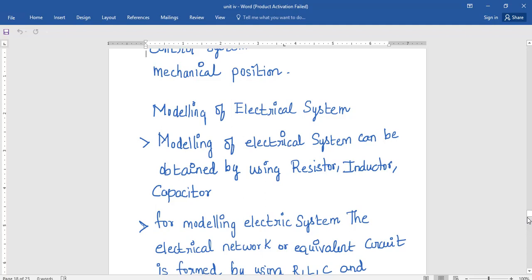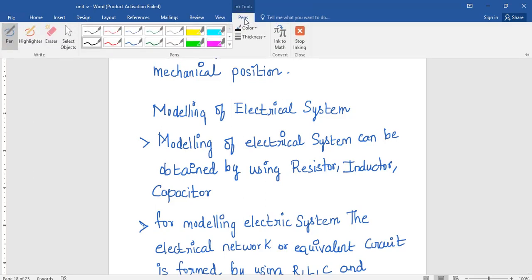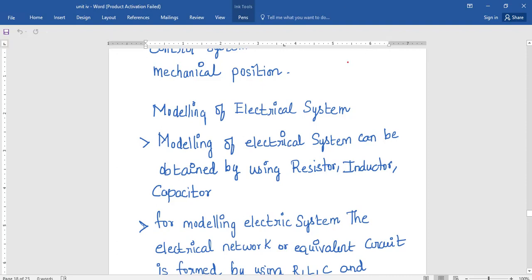In the first video we have seen system, then what is an open loop system and closed loop system, advantages of open loop system, disadvantages of open loop system, advantages of closed loop system, disadvantages of closed loop system, and then a few examples for closed loop system and open loop system.